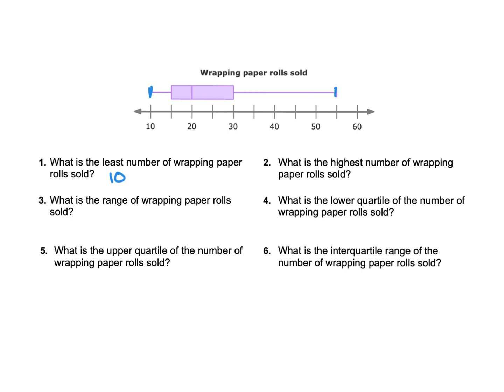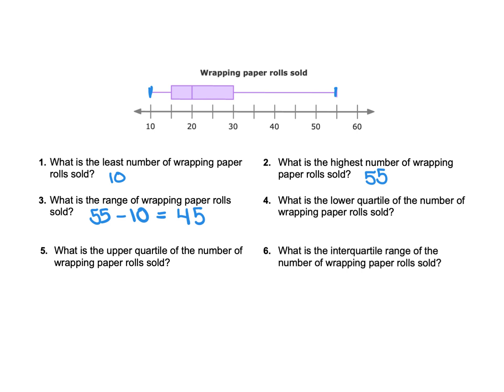It looks like it's going up by 5, so 55 rolls of wrapping paper were sold, the most amount. And then it's asking, what is the range of wrapping paper rolls that were sold? And so our range, remember, we're going to take our highest number and our lowest number. So I take my 55, and then we'll subtract the lowest number, which is 10. And so the range of wrapping paper rolls that were sold is 45 rolls.